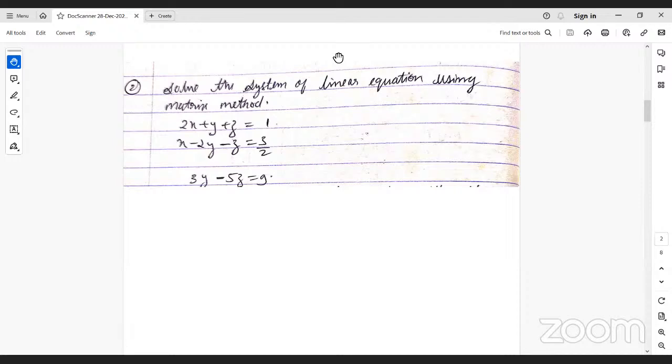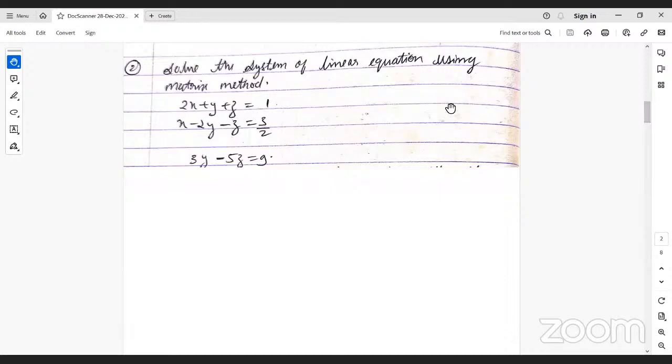Okay. So we'll be continuing with this example. Pay attention. In the last class also we had discussed the method. Once again we will discuss the method. The procedure is same here. We need to solve the example using a matrix method.